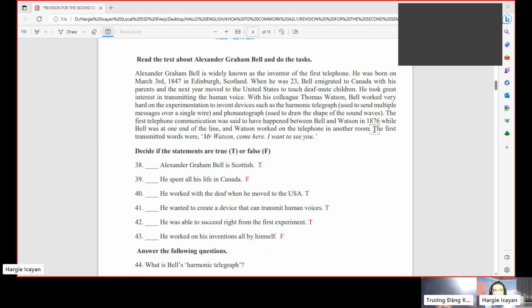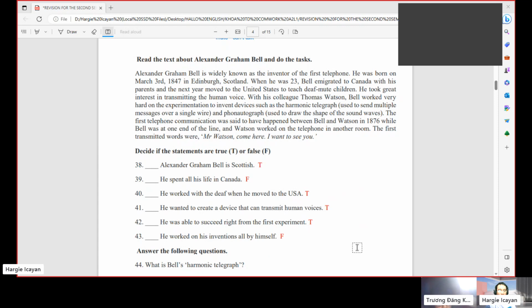Why? Because the first transmitted words were, "Mr. Watson, come here, I want to see you." So that means this invention was able to succeed. So this experiment was able to become successful. Okay, next. Number 43, Kwa.